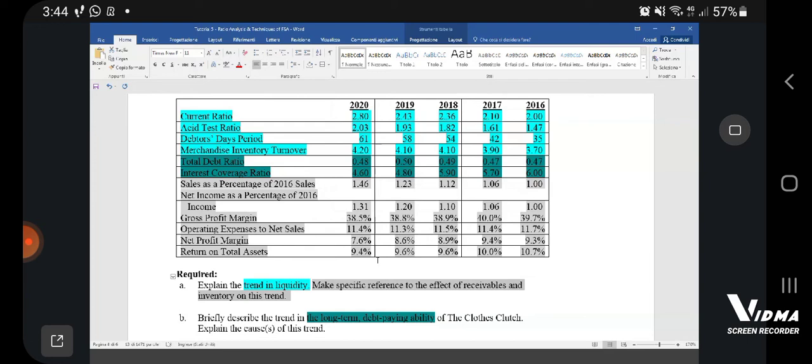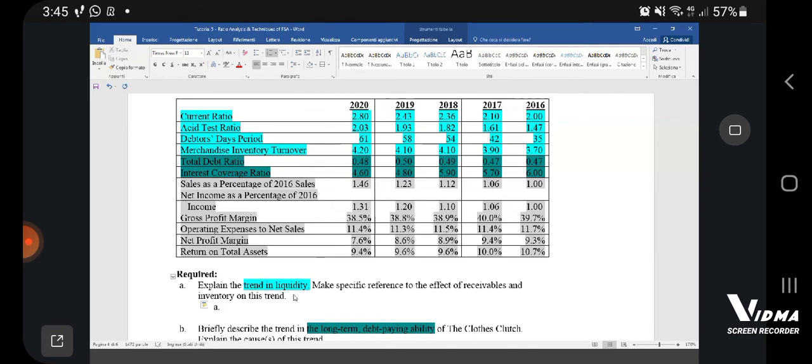Okay, if we are ready to analyze the liquidity, I think that it is pretty easy because it directs your attention to the problematic areas, which are the management of receivables and inventory. Now, do you see anything that we can write over here? For example, explain the trend in liquidity. What can we say about the trend in liquidity?